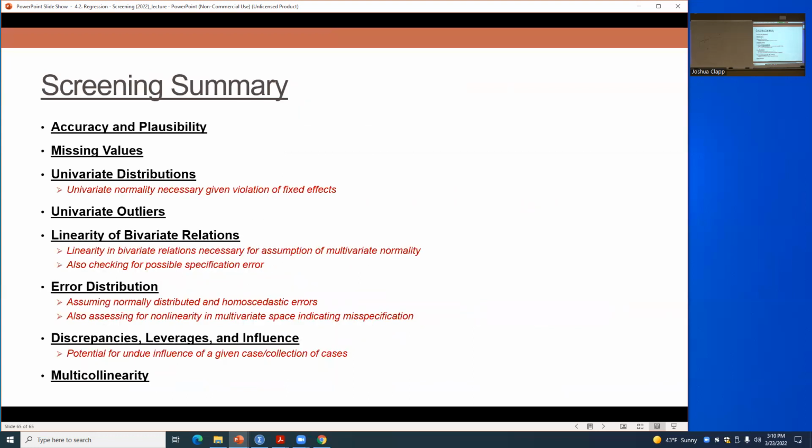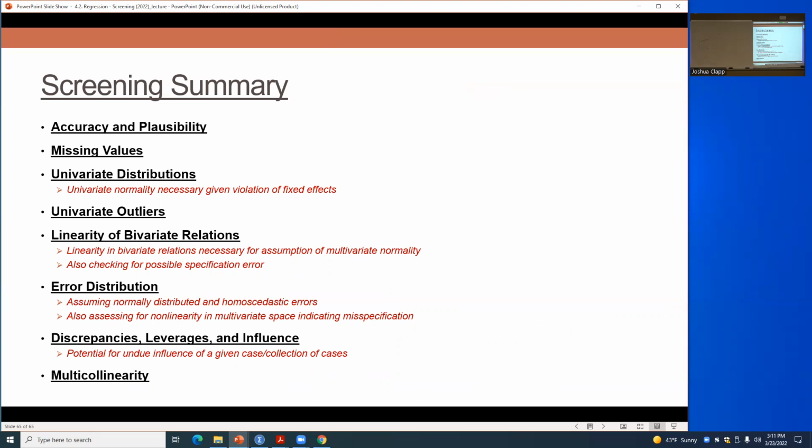All right. So our summary: accuracy, plausibility, missing values, univariate distributions, univariate outliers, linearity of bivariate relations, and initial screening for heteroscedasticity. But here we're going to look at error distributions, discrepancies, multicollinearity types of things. This is all going to come out of our regression diagnostics.